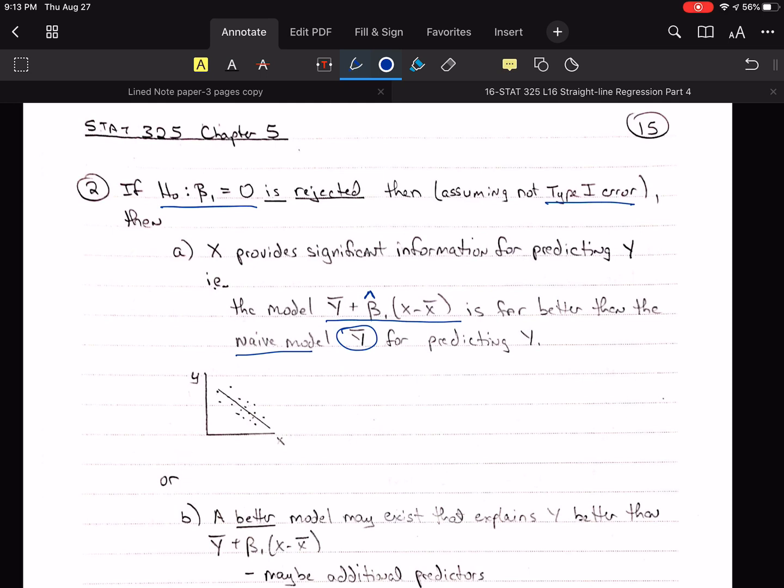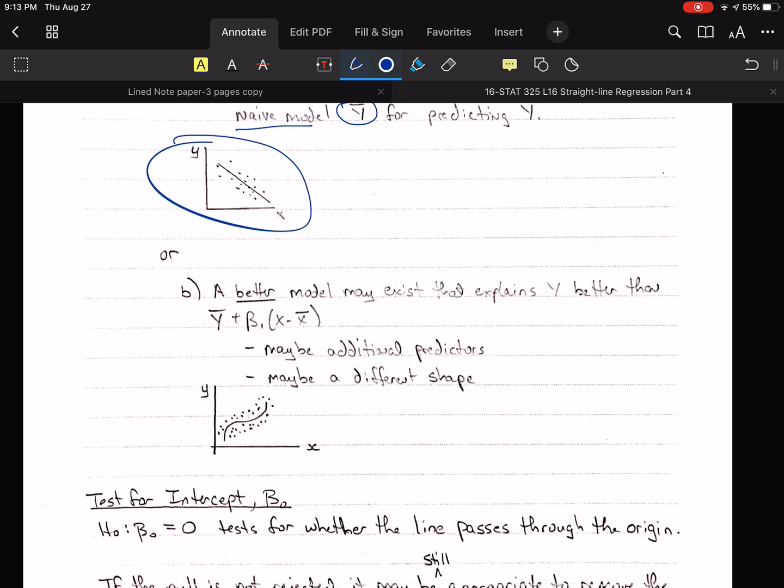So if we reject H naught, beta 1 equals 0, then we're saying that the first possibility is that X does provide significant information for predicting Y when it's a straight line situation like this. However, it still could be that a better model may exist, even if we find it significant.